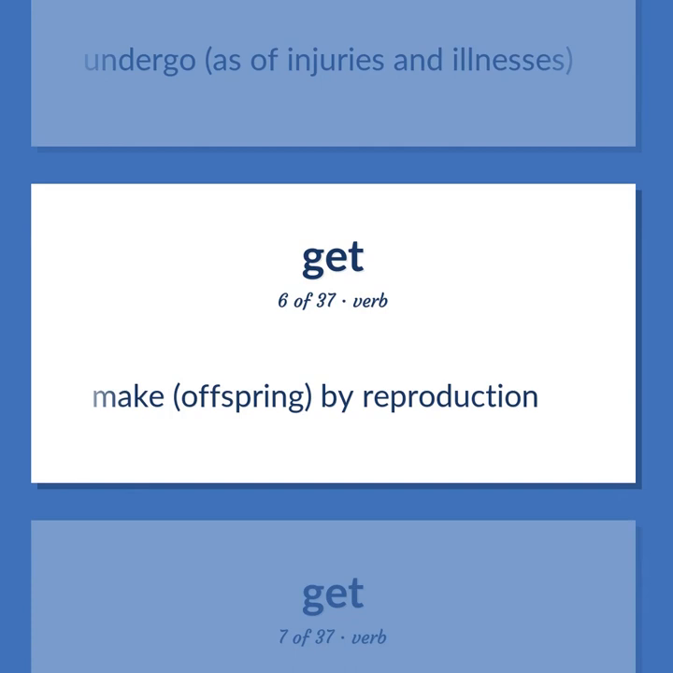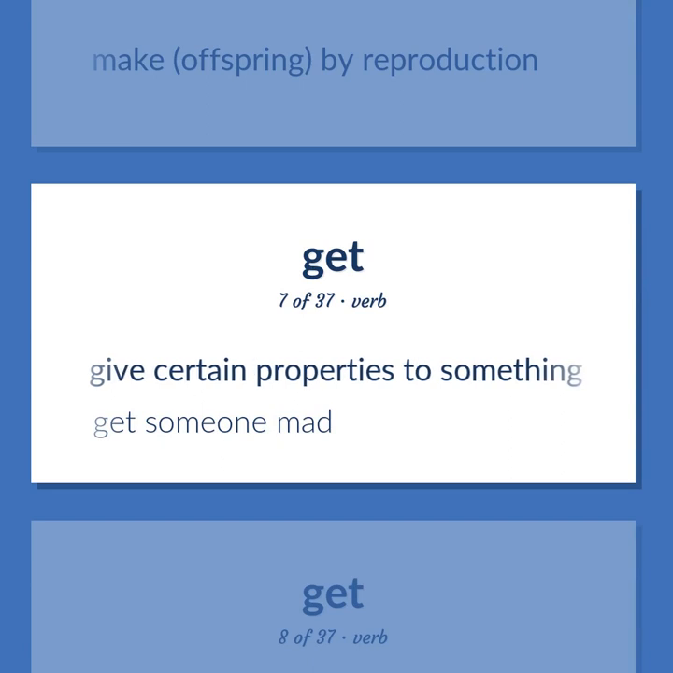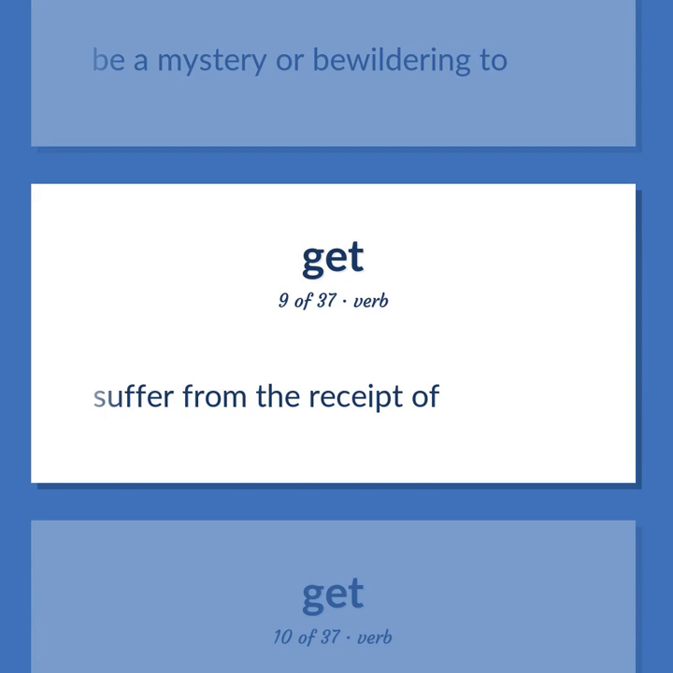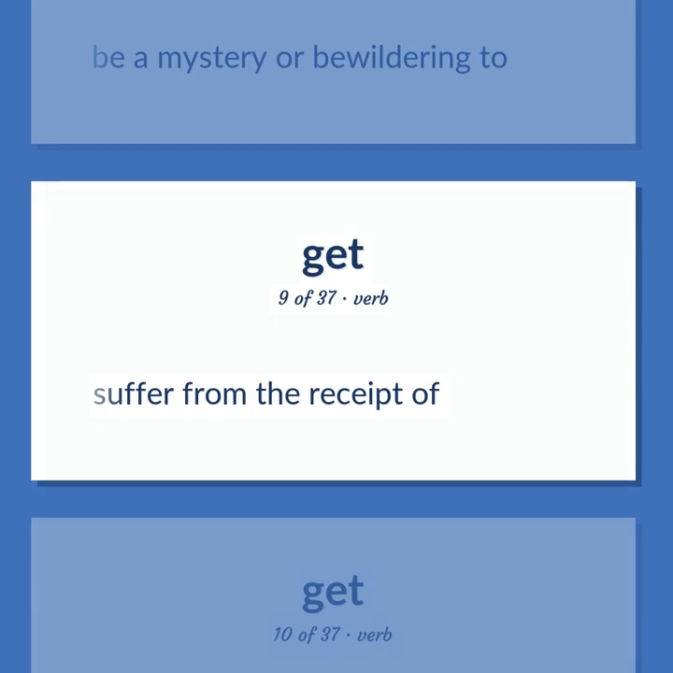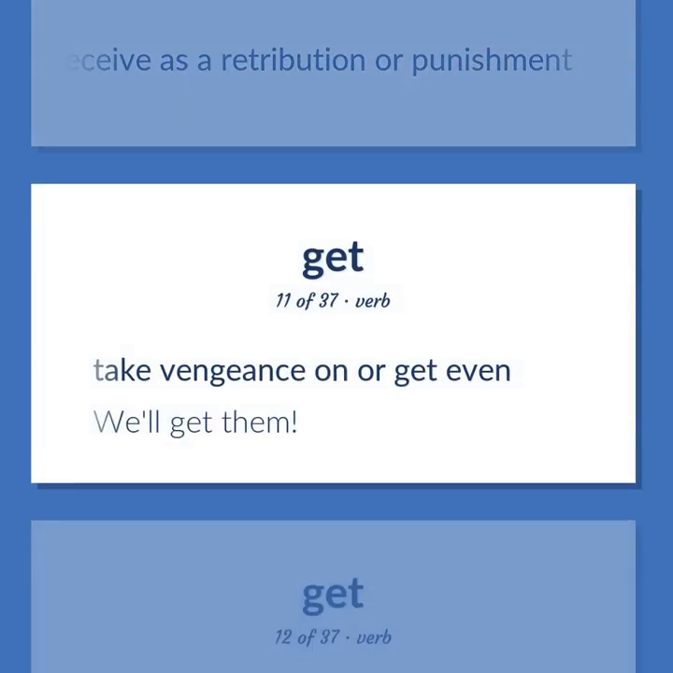Make, offspring, by reproduction. Give certain properties to something. Get someone mad. Be a mystery or bewildering to. Suffer from the receipt of. Receive as a retribution or punishment. Take vengeance on or get even.